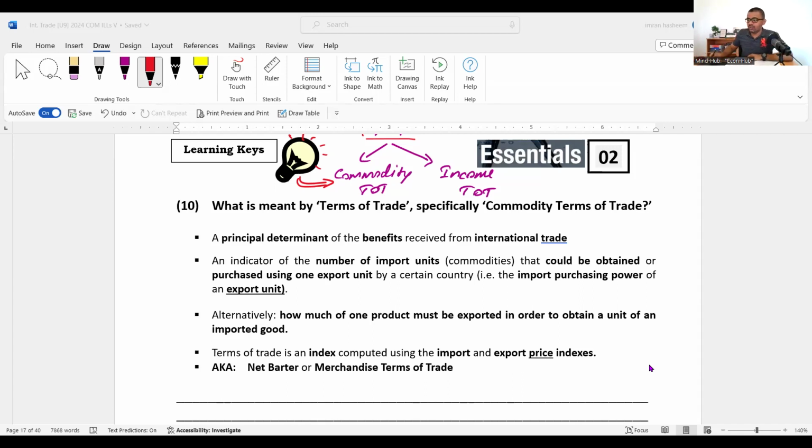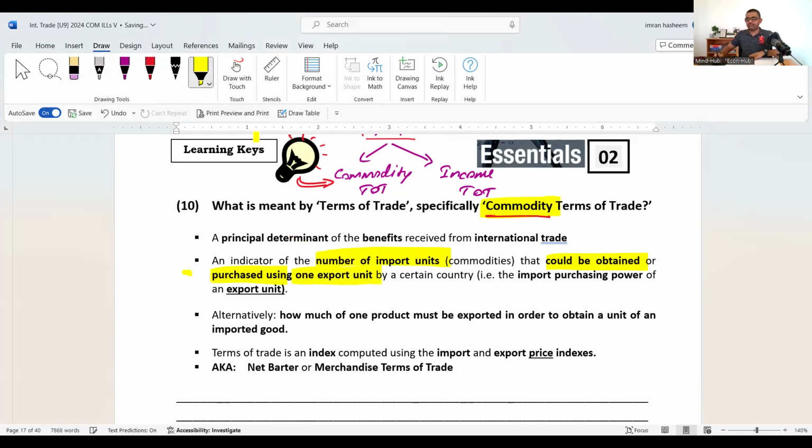Right. So I now want to come to this second point. It says, an indicator of how many imports, how many commodities, could be obtained or purchased from one unit of exports. Remember, we are explaining commodity terms of trade, while the general concept of terms of trade is also there.